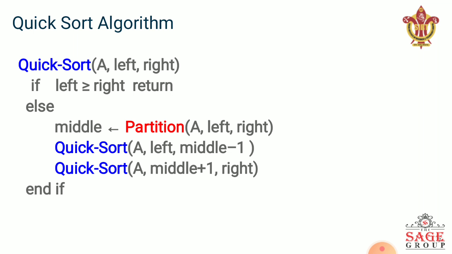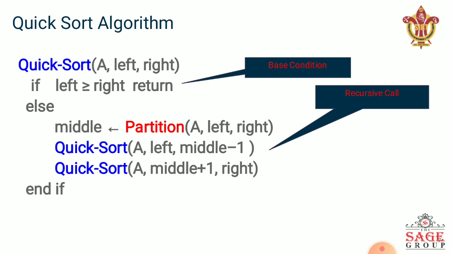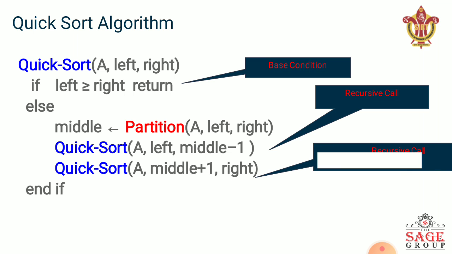Now we have seen that this is the base condition, and quick sort is called recursively on both parts. Because if we apply quick sort, we again and again find a pivot element and divide the list into two parts, and this procedure continues until we get the sorted array.